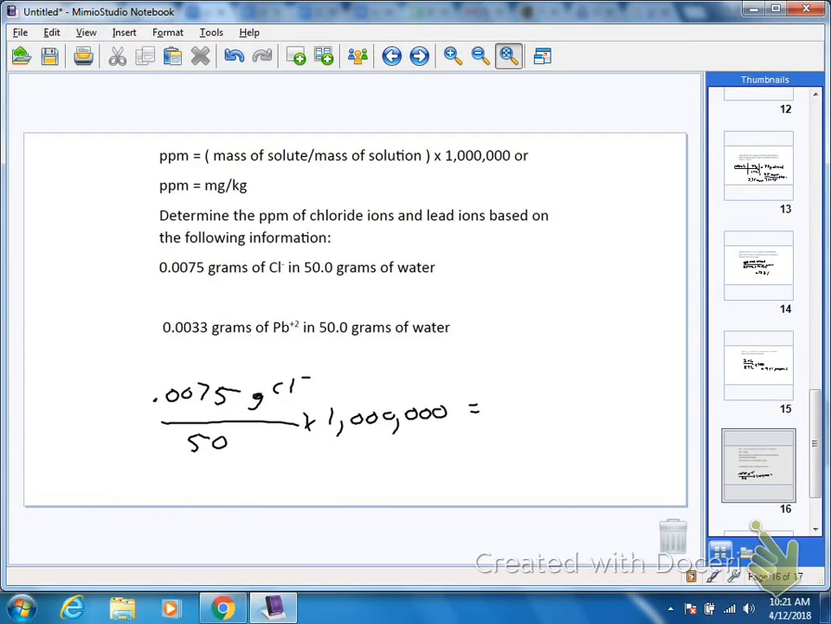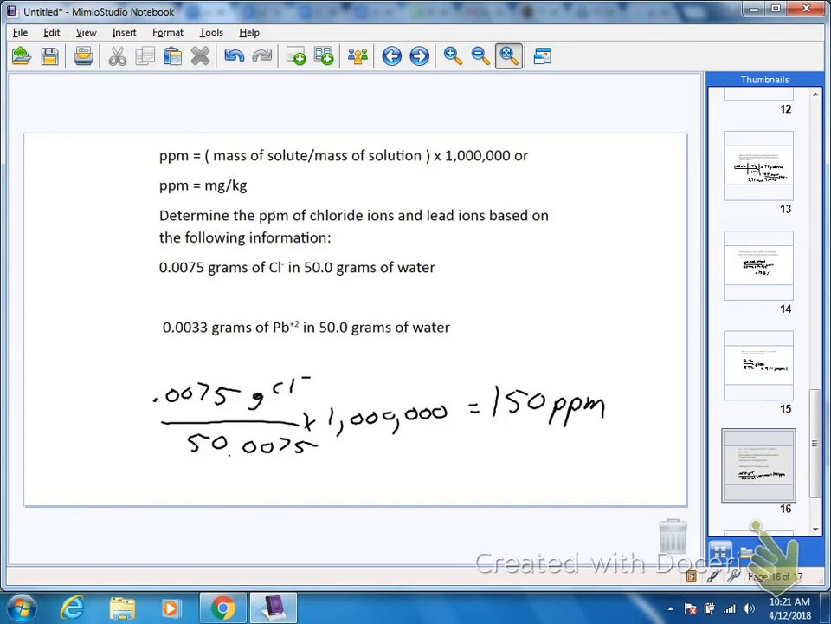Oh, you have to do total on this? You can if you want to, but it's not going to make much of a difference. It will not change your answer, unless you take it out a long, long ways, and we're not taking it out that far. So that one would be 150 parts per million. Okay, 150 parts per million on that one. Questions on that?